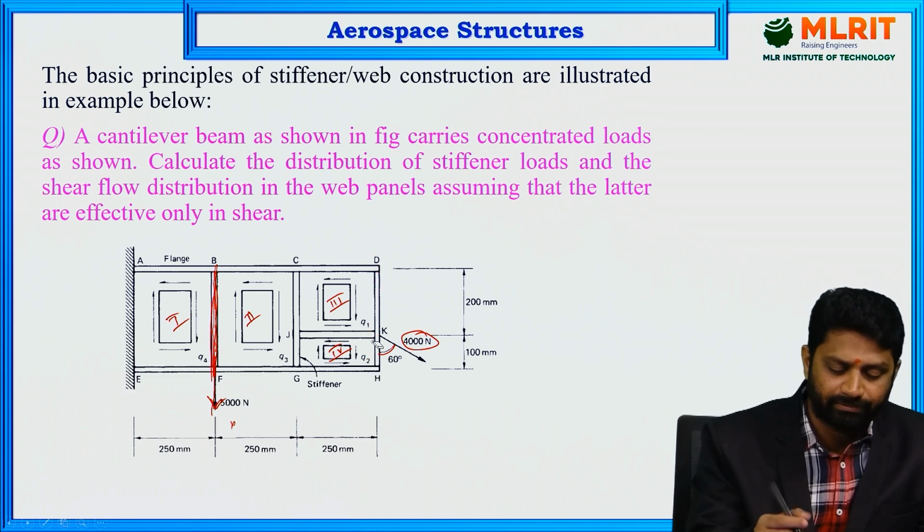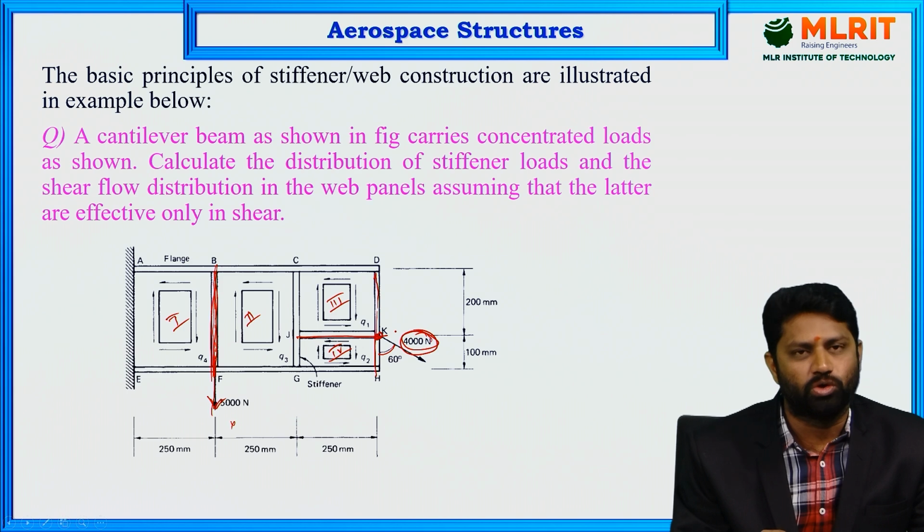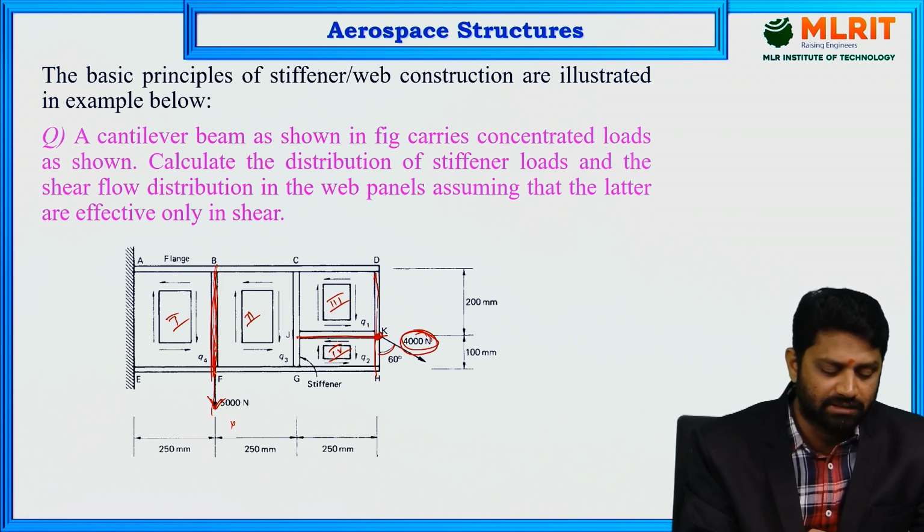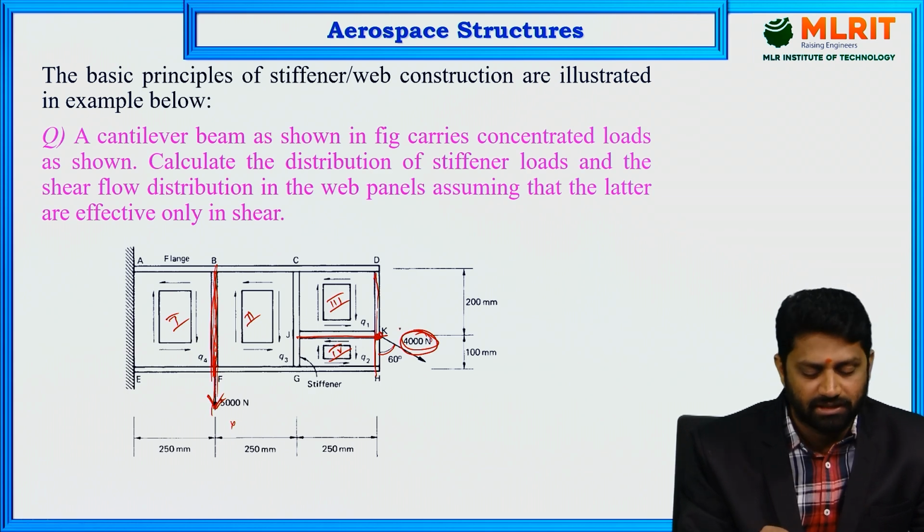And this is the horizontal stiffener. So at the intersection, the load of 4000 Newton is applied. So though it may be an inclined load, it should be applied either in the direction of the stiffener, or it must be applied at the intersection of the two stiffeners.